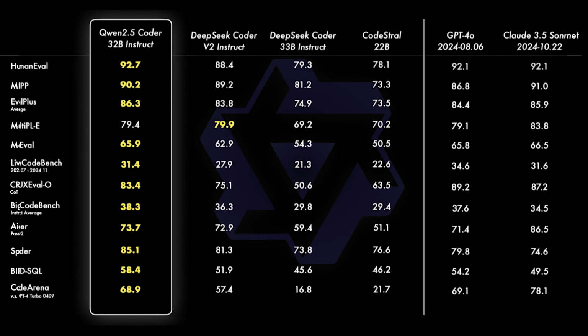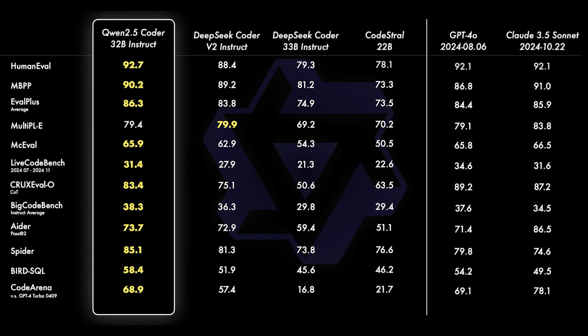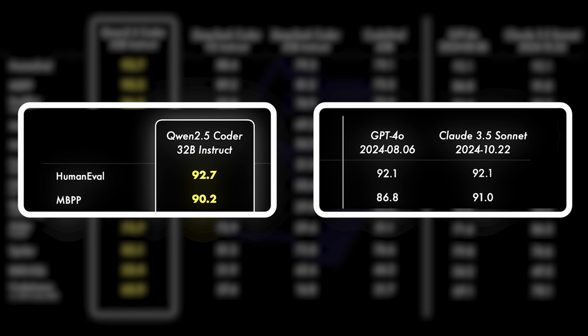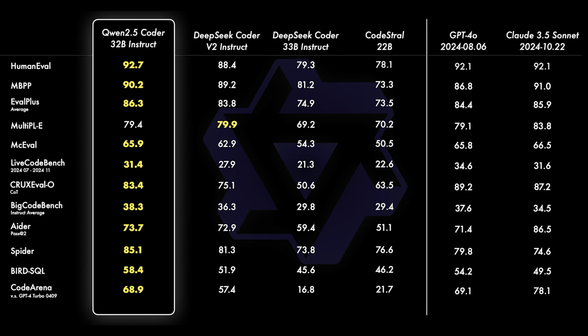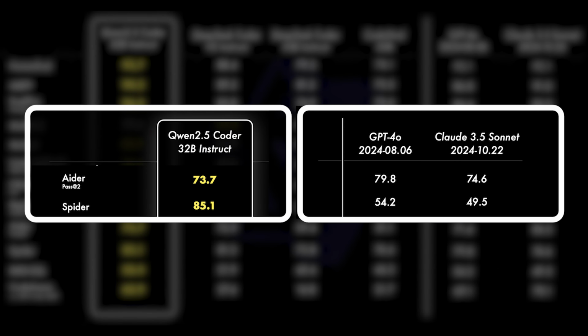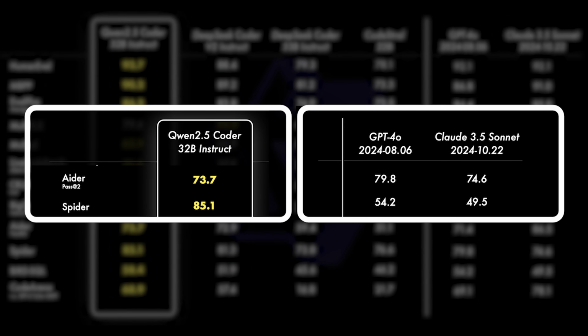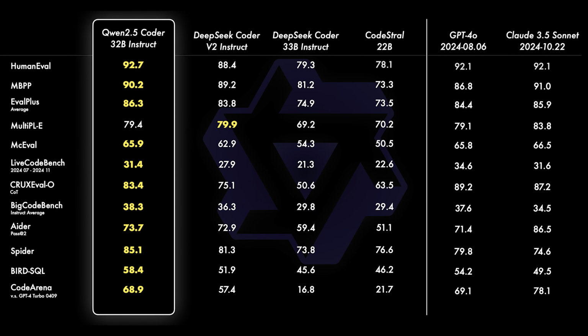Now let's get into the real numbers behind Qwen-2.5 Coder. This model absolutely crushes it with a 92.7 on HumanEval, 90.2 on MBPP, and 31.4 on BigCodeBench. But that's not all. It also scored 73.7 on AER and an impressive 85.1 on Spider. These results aren't just good, they're setting a new standard, showing how an open-source model can compete with and even outperform some of the best closed-source alternatives out there.